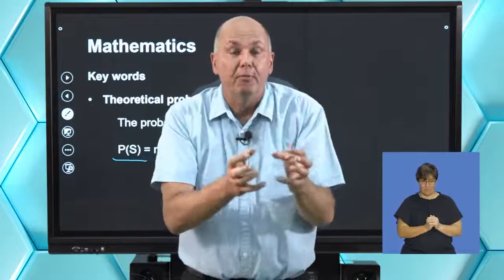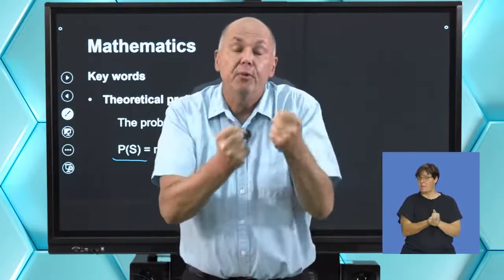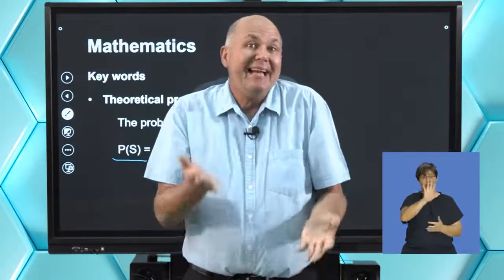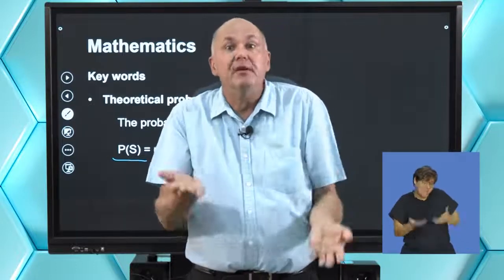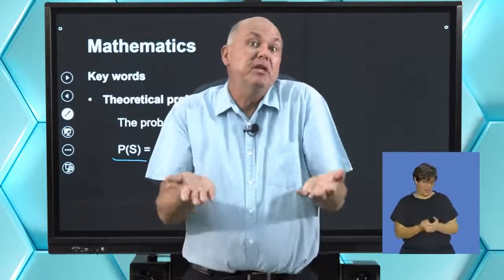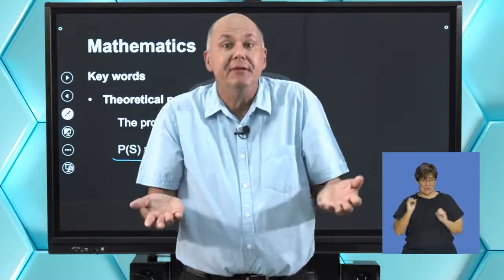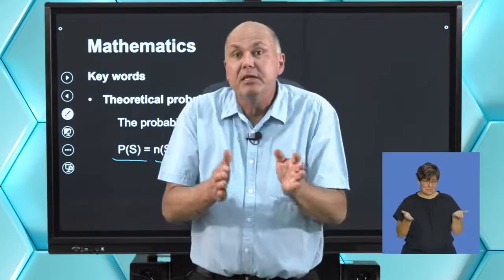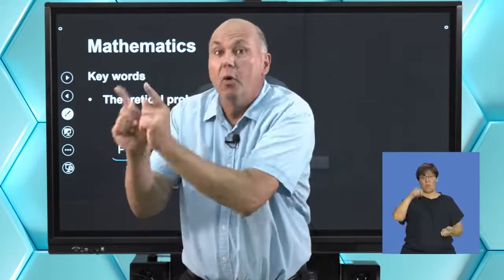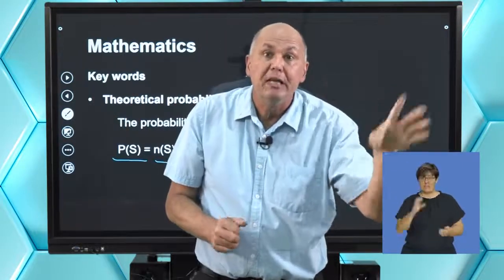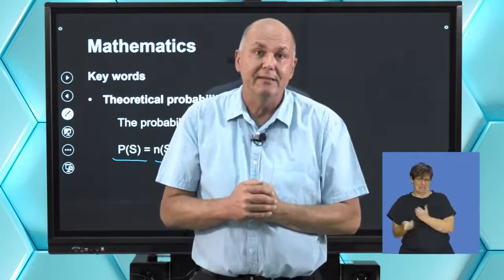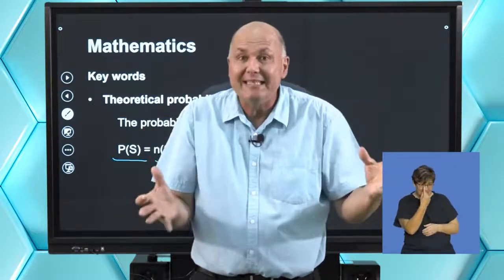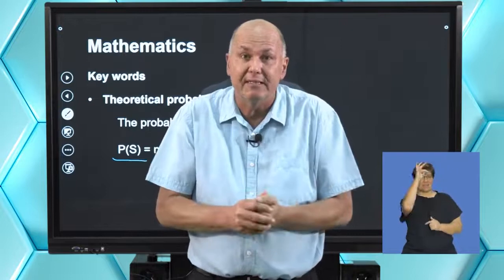So we can have a probability of 0.5 or 50%. That tells you it's a 50% chance of happening or a 50% chance of not happening. It's even. But if the probability was 0.8, then it's more likely to take place. If the probability was 0.2, it's less likely to take place. I hope you've got those big ideas about what theoretical probability is about.